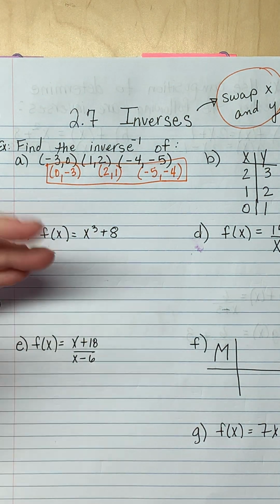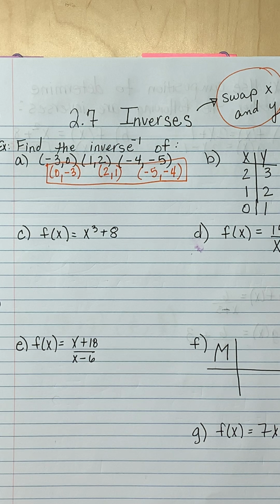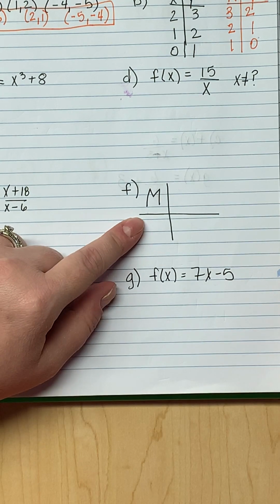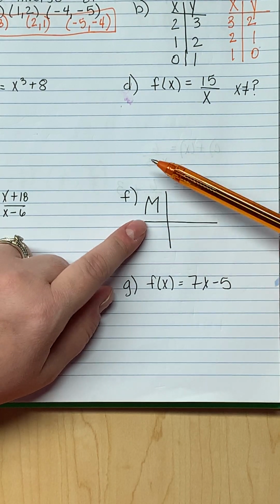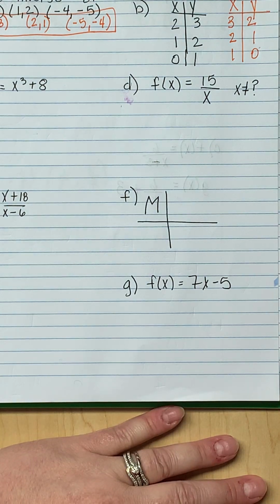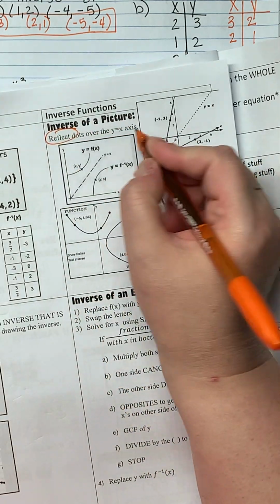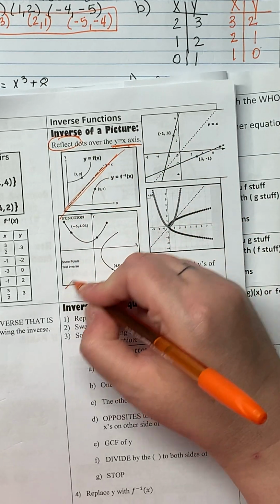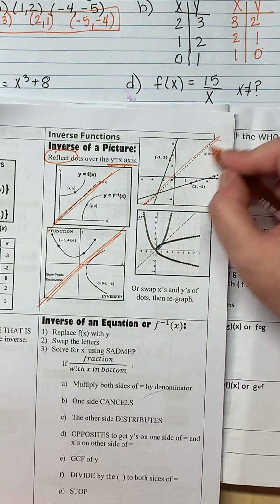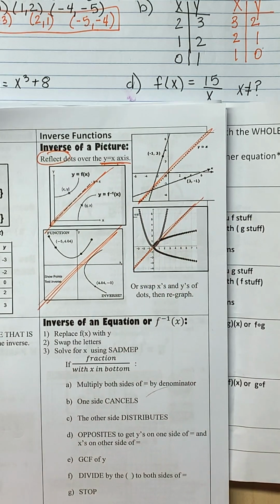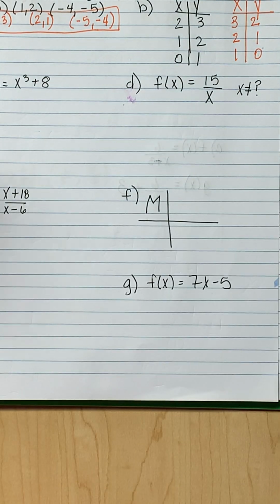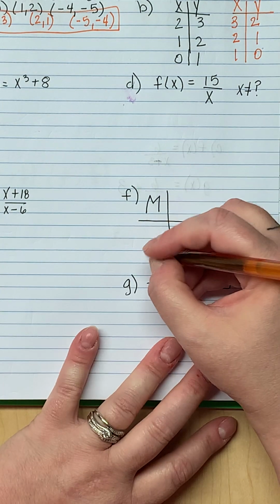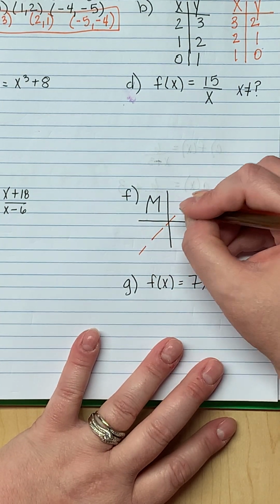Okay, when we come up with equations, it's a little different. It's a little bit more work. Why don't we look at this part F, this graph? This is a letter M, and I don't know all the points for sure, but I do know that the inverse of a function is a reflection over the y equals x axis. And the y equals x axis is that diagonal axis that goes through the origin and looks like the line y equals x.